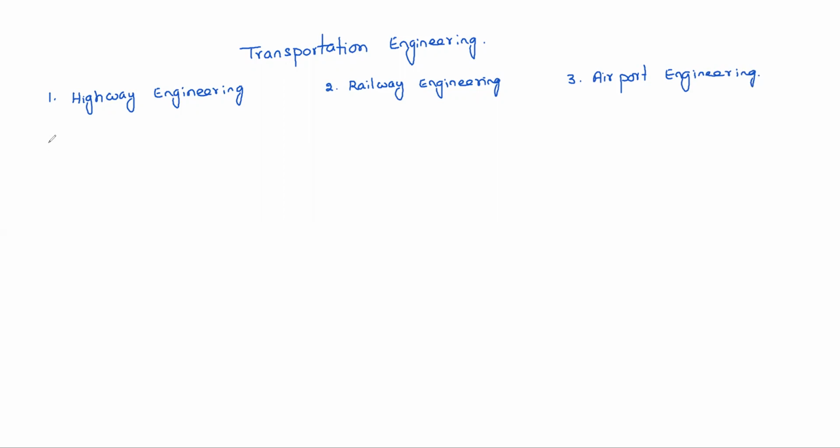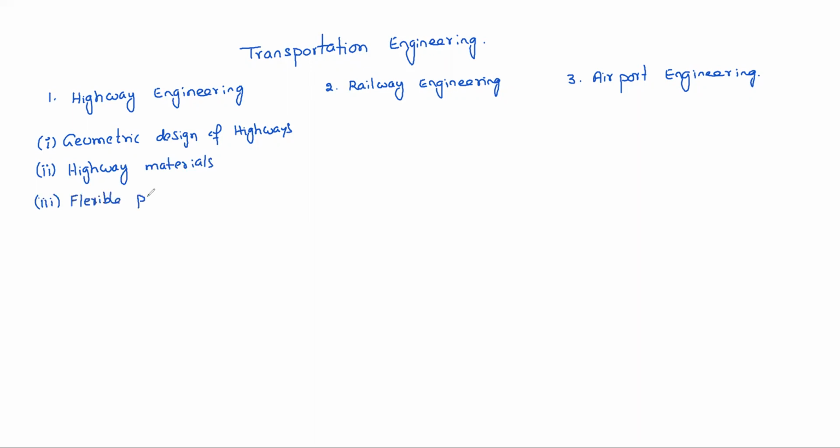Basically, in highway engineering, we have, number one, geometric design of highways, number two, highway materials, number three, pavements, flexible pavements and rigid pavements, next number five, traffic engineering. So these are the chapters we need to cover in highway engineering for the GATE exam.